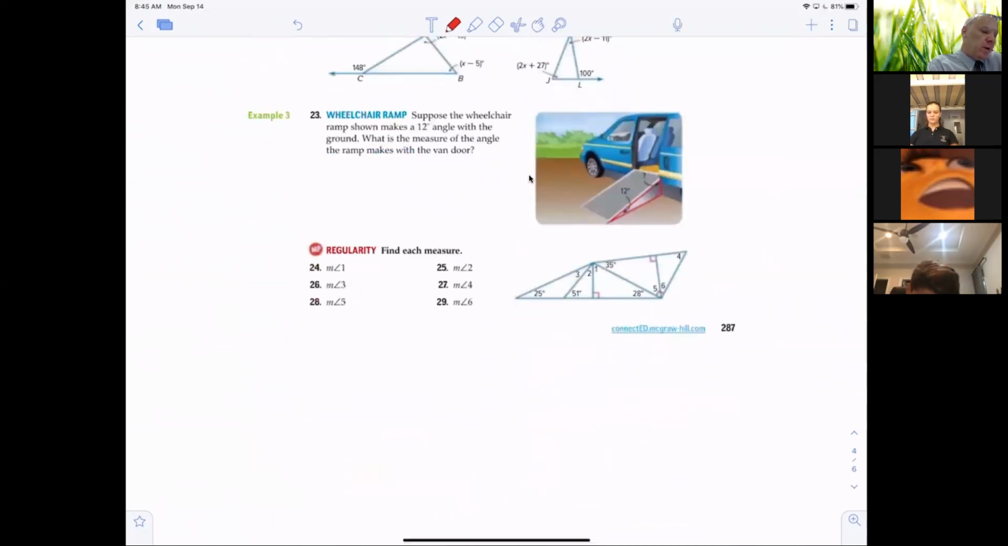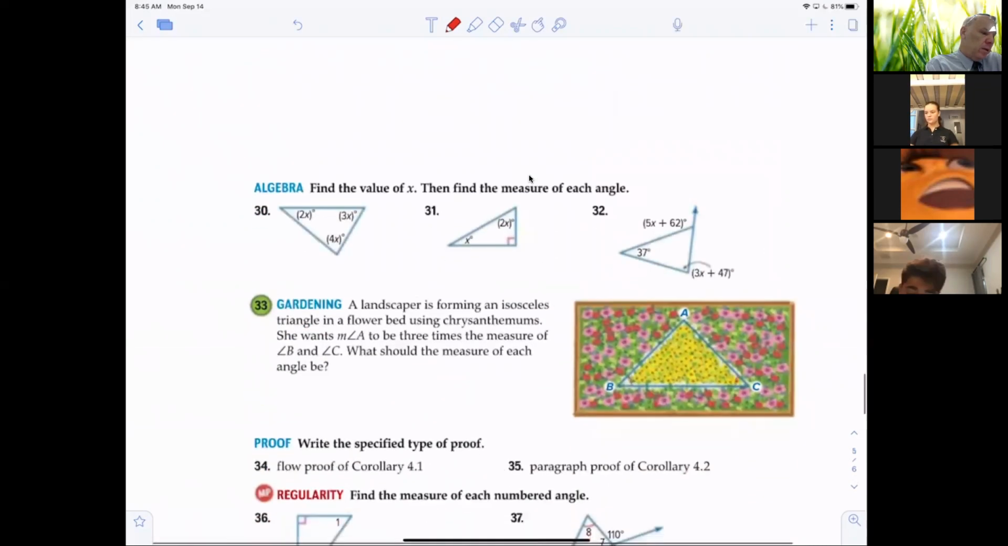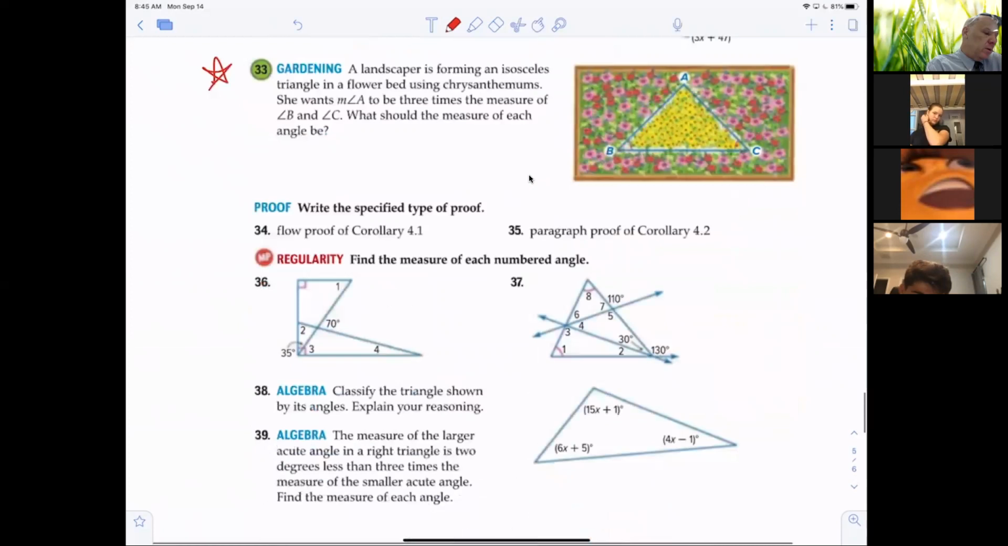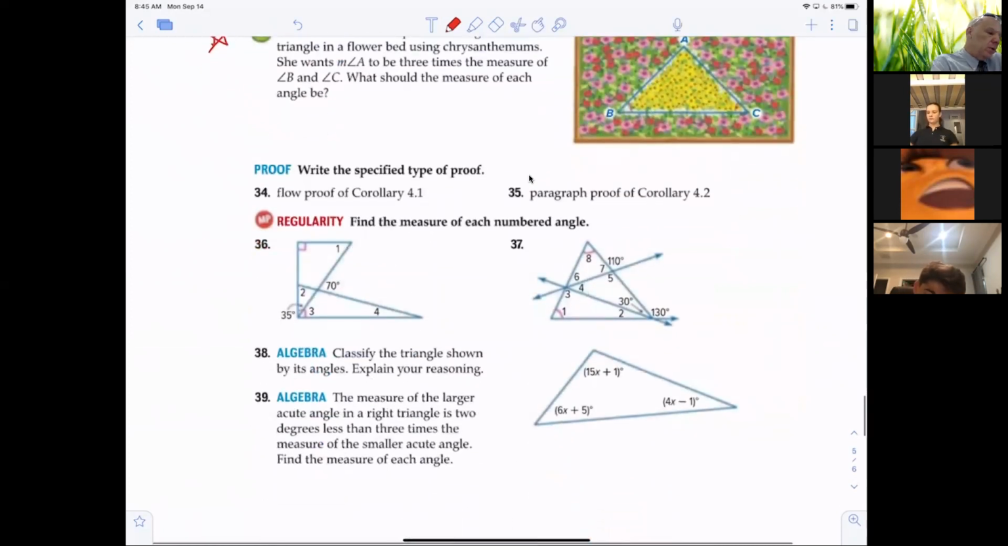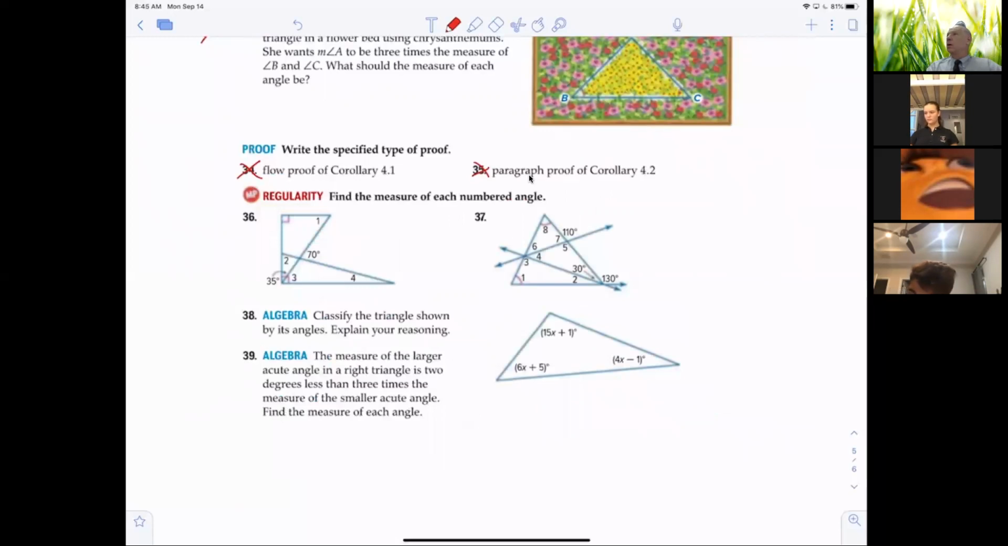24 through 29 might be a little bit of a challenge, but those should be pretty easy for you. I definitely want you to do 33. We don't have to do the proofs right there, the 34 and 35. Everything else I want you to do, guys.